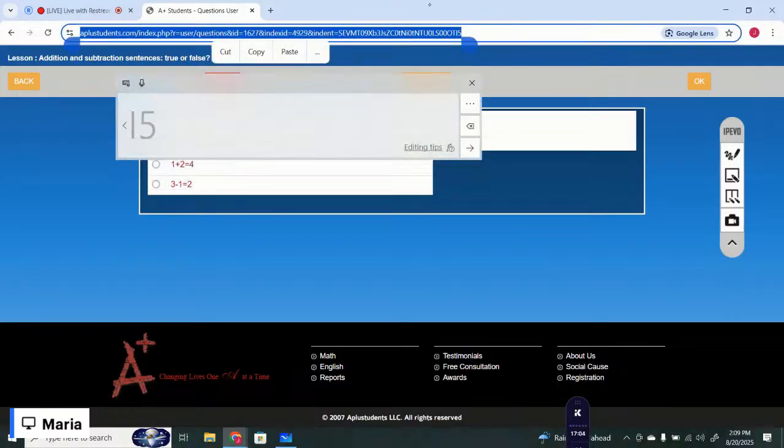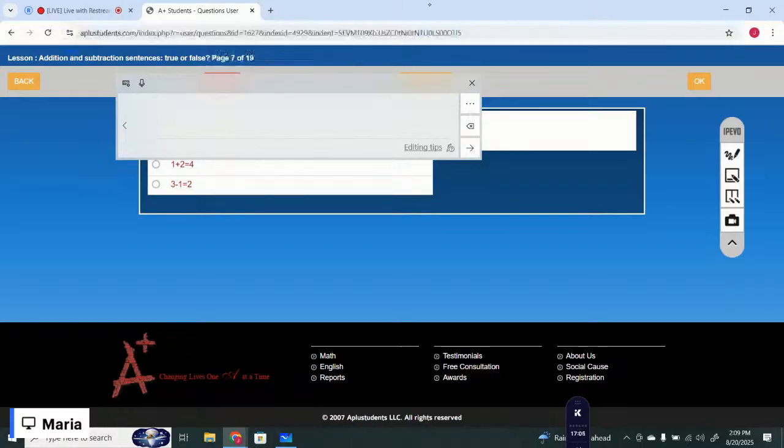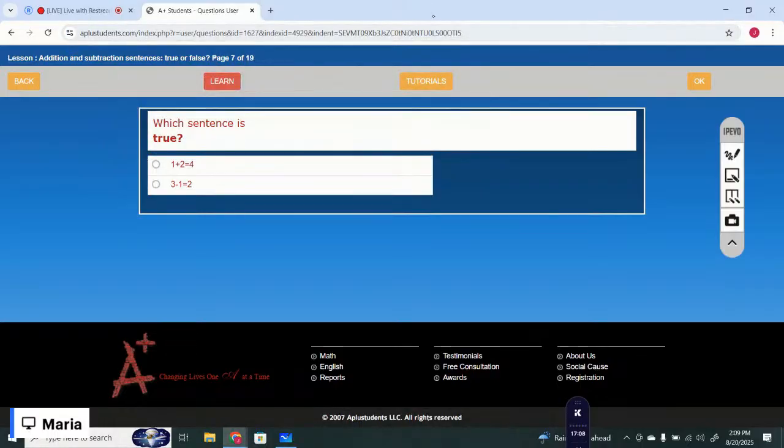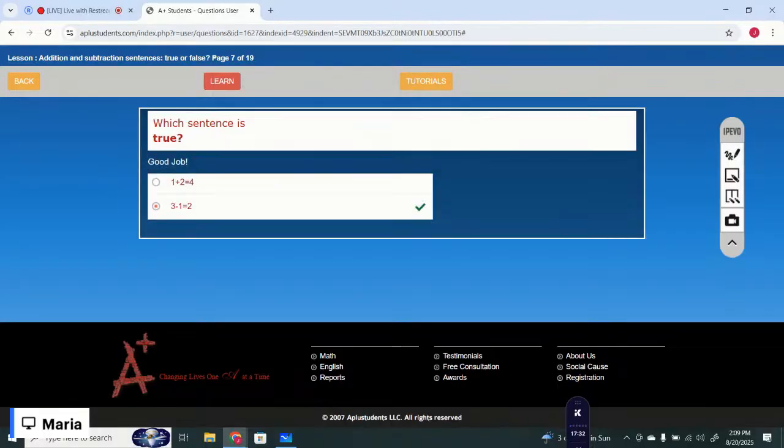Which sentence is true? 3 minus 1 equals 2. So which is the correct option? Option number 2 is the correct option. 3 minus 1 equals 2.